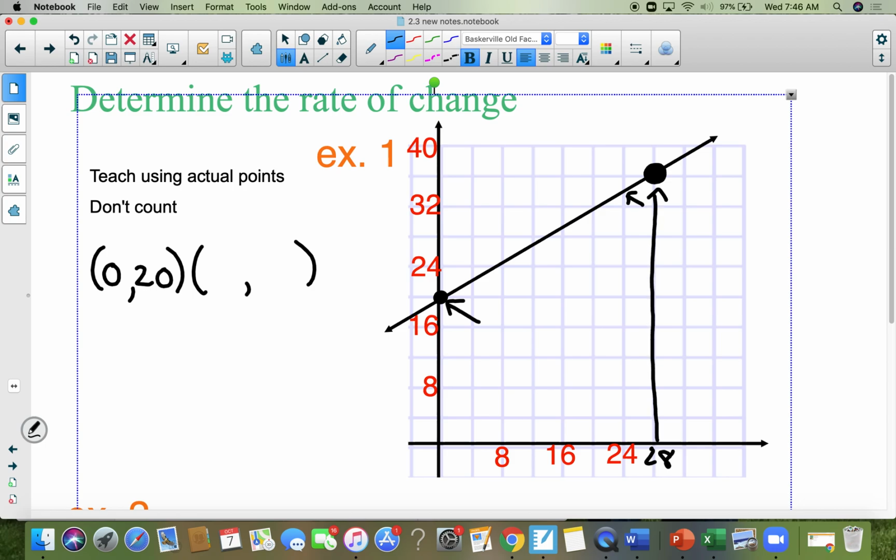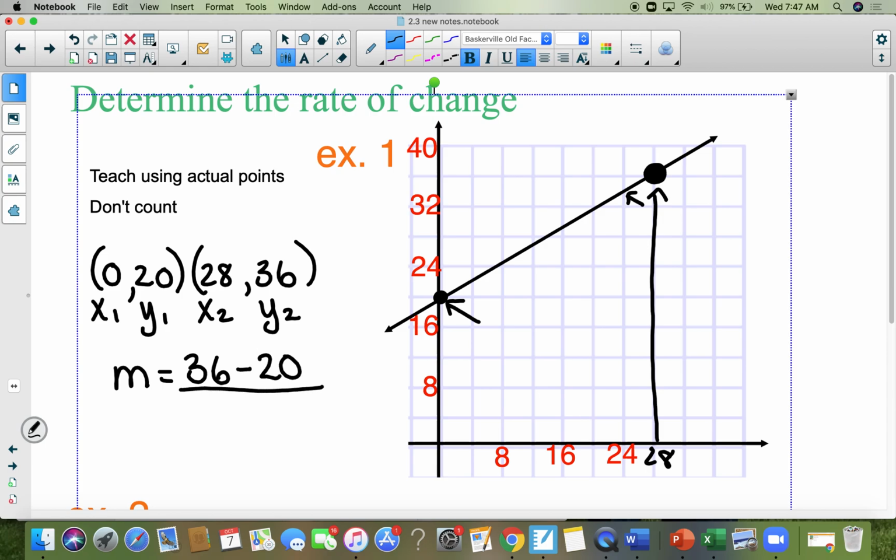And if it's counting by 4s, it's 28, 36. So the only thing you have to do is come up with your 2 points. Now that you have your 2 points, you're just gonna go x1, y1, x2, y2. And then you're just going to use your formula: the second y minus the first y divided by the second x minus the first x.